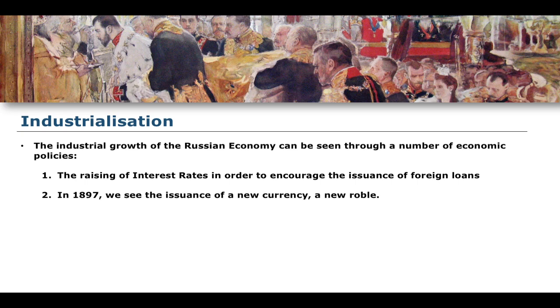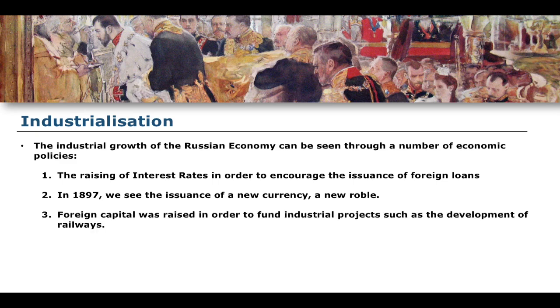In 1897, we see, for example, the issuance of a new currency. We see the issuance of a new ruble. This also had a benefit of being able to stabilize the currency, to maintain quite a strong value on that currency as well, which also encourages people to invest and to trade using this new currency, using the ruble, in a similar sense that the Great British Pound or the American dollar are very valuable currencies in the world today.